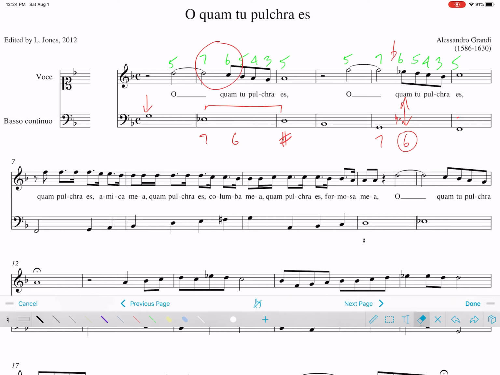I have a possible solution that I'll suggest, which is just moving that E natural over to the fourth beat.